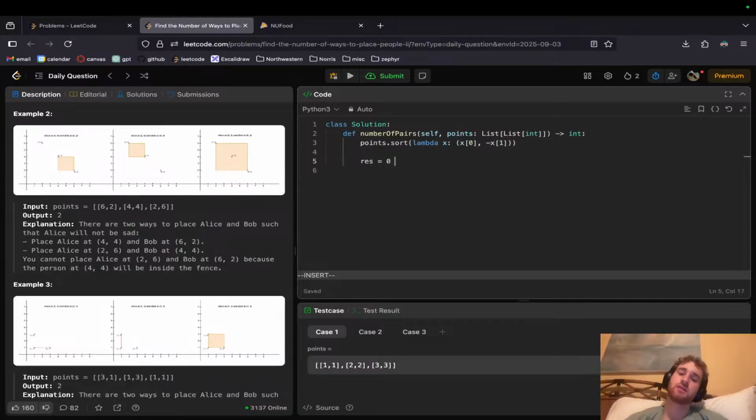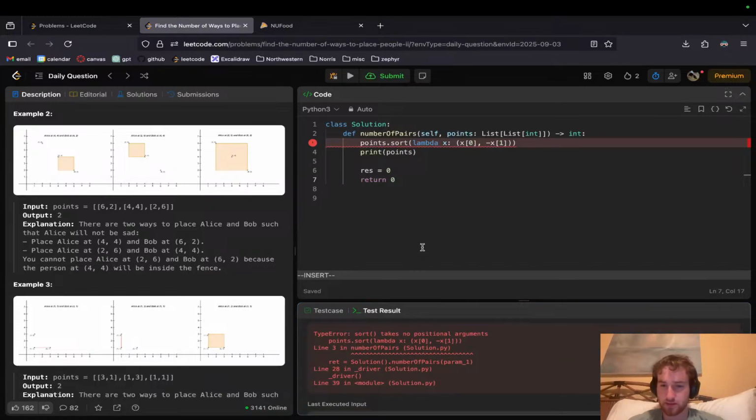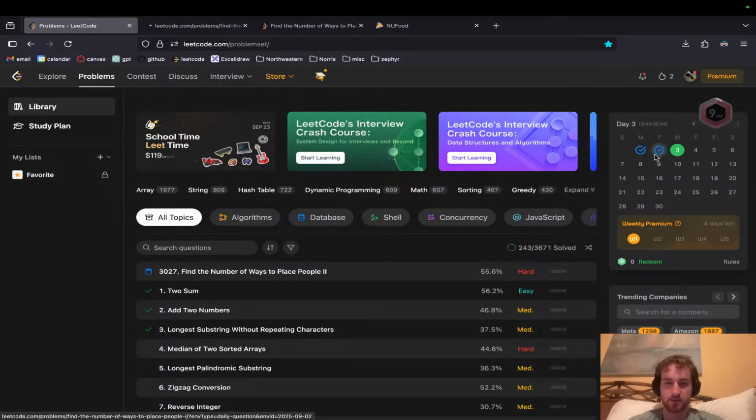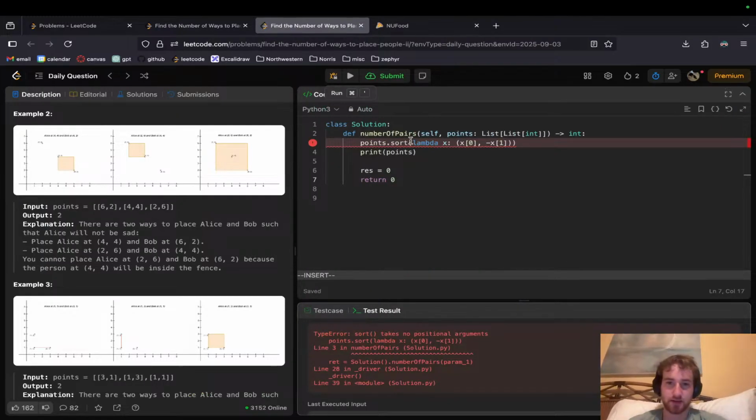Okay. Res equals 0. Let me make sure this is actually printing the points that I want. No. What was the syntax for this? I'm just gonna physically block out. Oh, it was just key equals. Okay, yeah, I forgot about that.